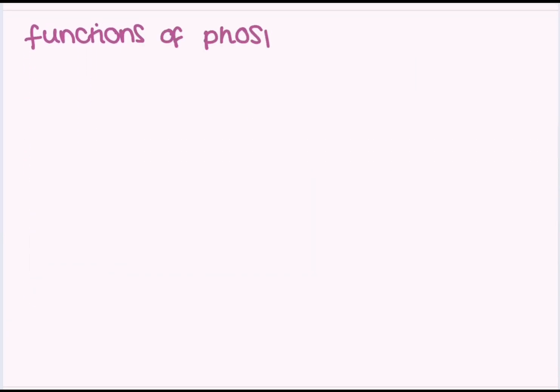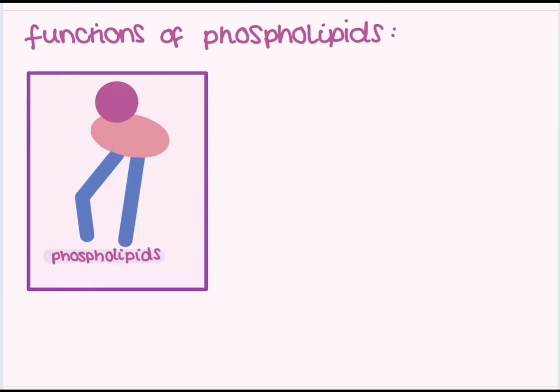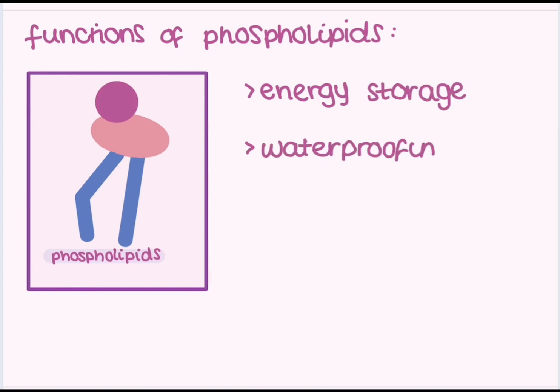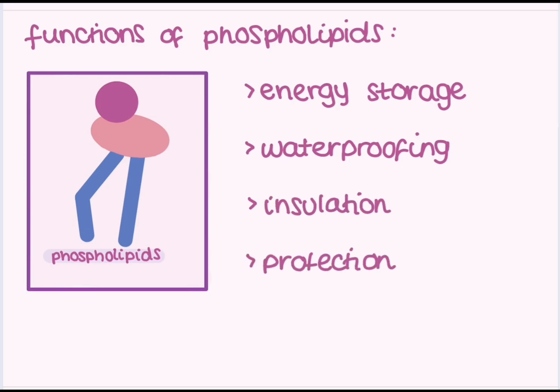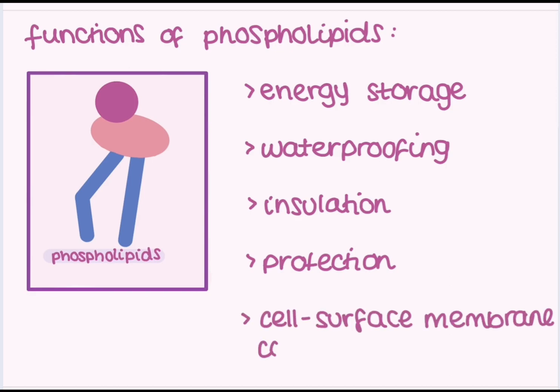Next, let's have a look at the functions of our second group of lipids, the phospholipids. Now, because phospholipids are quite structurally similar to triglycerides, they can do a lot of the same things. So they're used for energy storage, waterproofing, insulation, and protection. But they do, however, have an added function, and that is being the major component of cell surface membranes. So let's have a look at why their slight difference in structure means that they can form this plasma membrane.